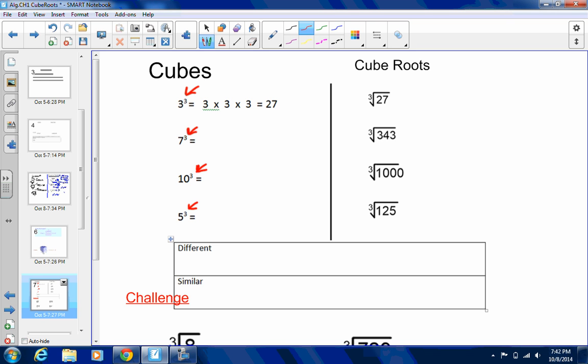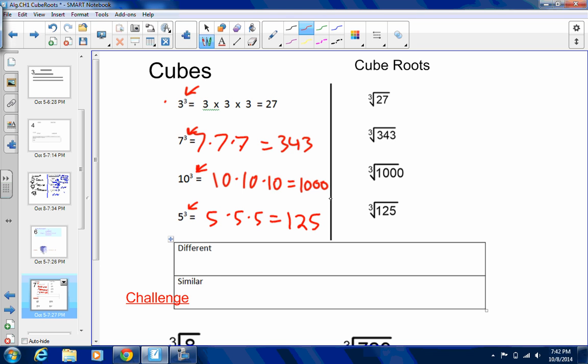And in our first situation, we have 3 times 3 times 3, and that is equal to 27. So 3 times 3 is 9, times 3 is 27. For this one, it would be 7 times itself 3 times, which is actually equal to 343. All right, 10 cubed is 10 times 10 times 10, and that equals 1,000. And then lastly, 5 cubed would be 5 times itself 3 times, and that is going to get you to 125, because 5 times 5 is 25, and then times 5 again gets you to 125.